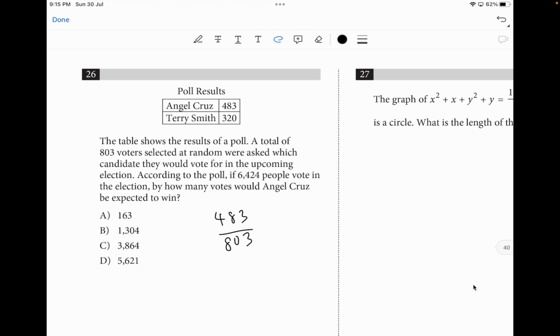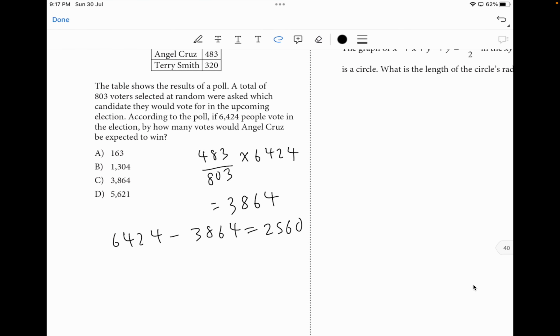Right? So we have to find out those voters who won't be expected to vote for Angel Cruz. What I mean by that is when we subtract 6,424 minus 3,864, put that in the calculator, you should be getting roughly 2,560. These are the number of voters, 2,560, that would be expected not to vote for Angel Cruz.